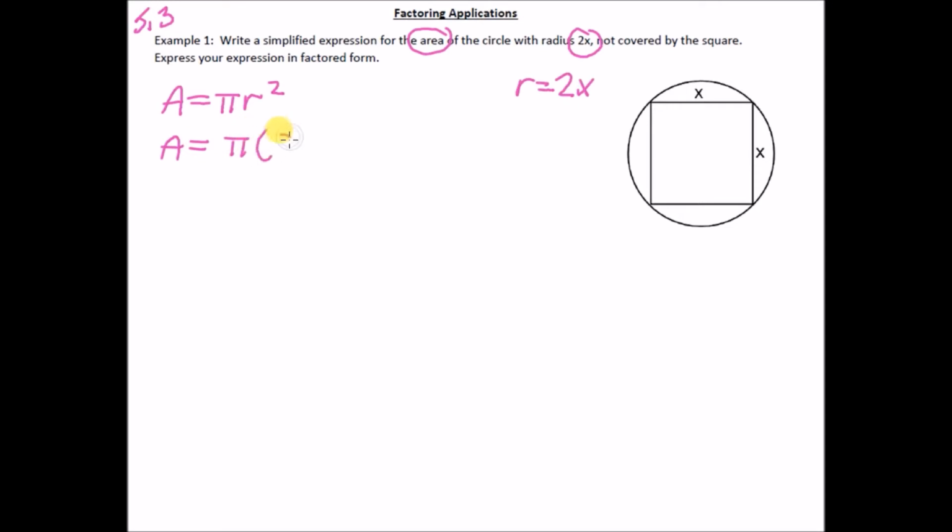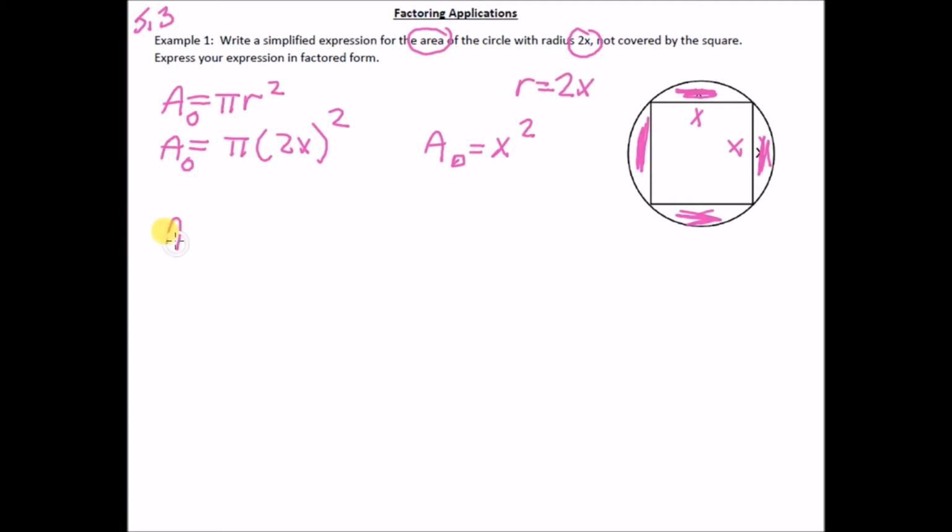Pi 2x instead of r, and then squared. So we want the area of the circle not covered by this square. So we want this part, this part, this part, and this part. And the square is x times x. So let's put area, and then let's draw a circle. And we know area of the square is going to be x squared.